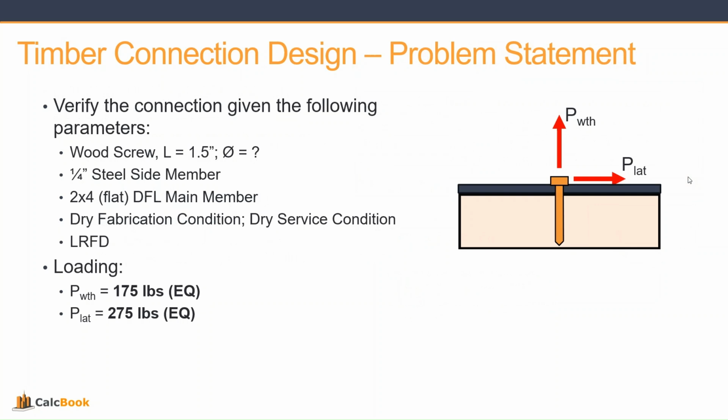And our loading: we have a tension or a withdrawal load of 175 pounds, and this is from earthquake loading, and then we have a lateral earthquake loading of 275 pounds. So let's go ahead and open up CalcBook and we'll get started on the design.